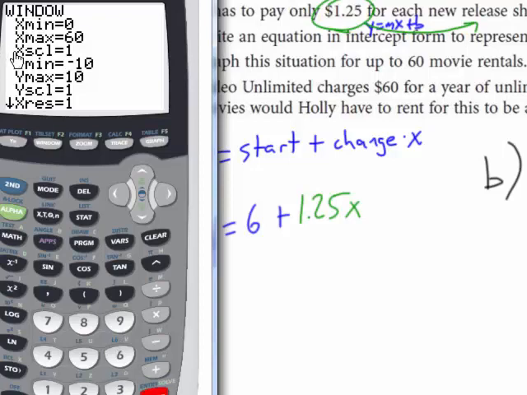There we go. SCL means scale. So what do we want to count by? Well, should we count by ones? That'd be like 60 hash marks. Now let's count by tens. How about that? That would look a little bit cleaner.